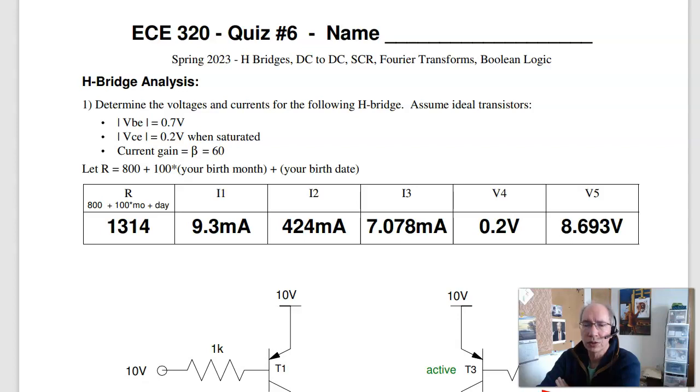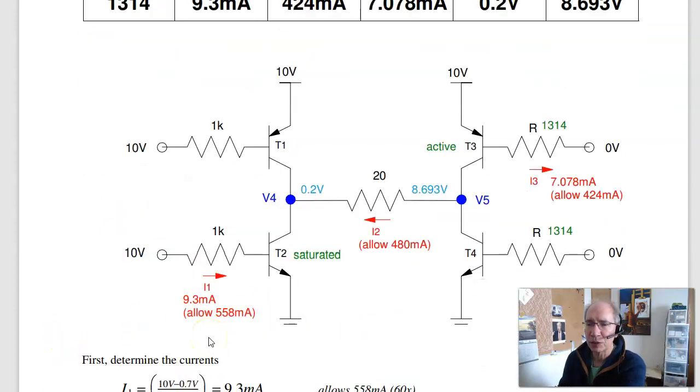Here are solutions to quiz number 6 for ECE 320 Digital Electronics. This quiz covers H-bridges, DC to DC converters, semiconductor relays, Fourier transforms, and Boolean logic. So the first problem is, given this H-bridge, find the voltages and currents.